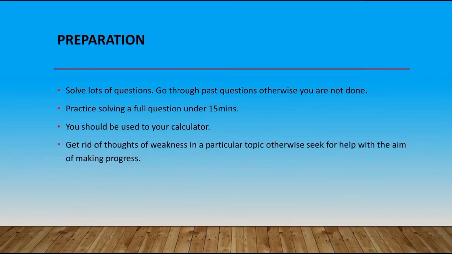Get rid of thoughts of weakness in a particular topic, otherwise seek help with the aim of making progress. Now, have a good night's rest before taking the exam. This is one thing most students don't do. They study and cram till the morning of the paper before they have a short sleep or nap.